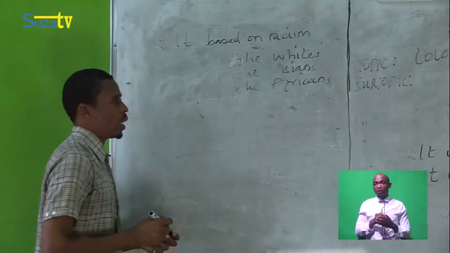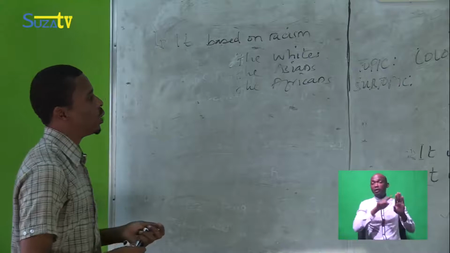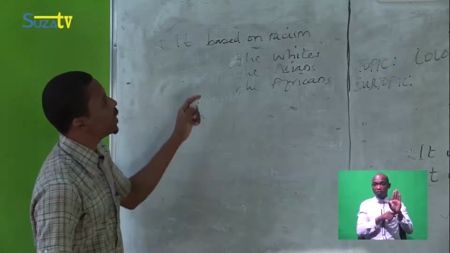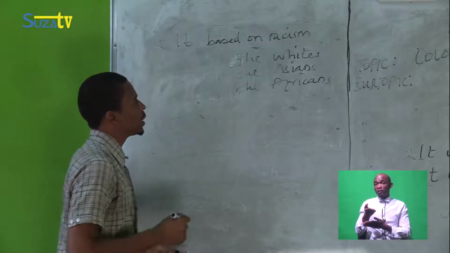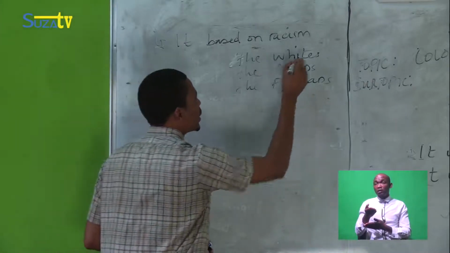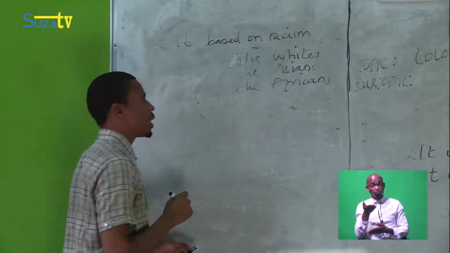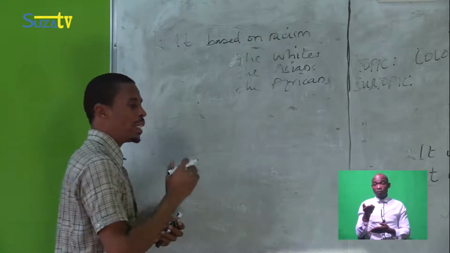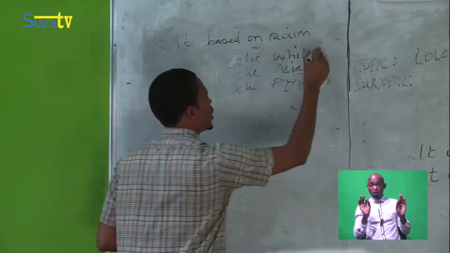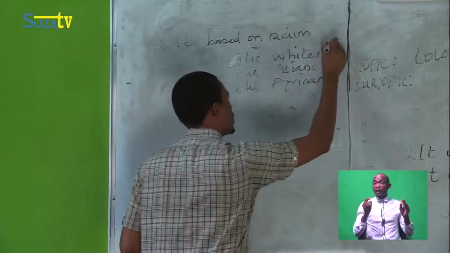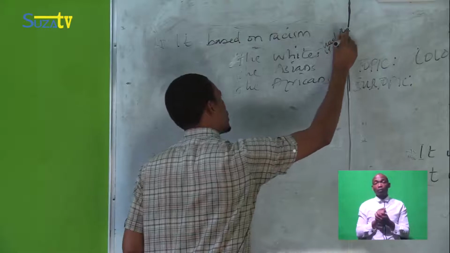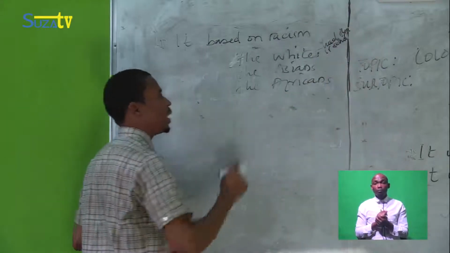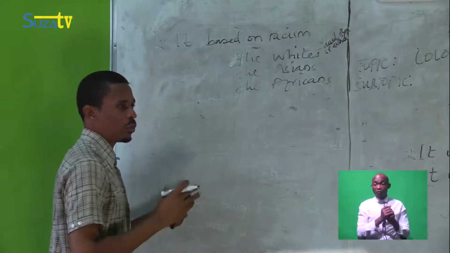So colonial education being based on racism means the whites were provided with good or better education. These had their schools, with the best education in terms of quality.